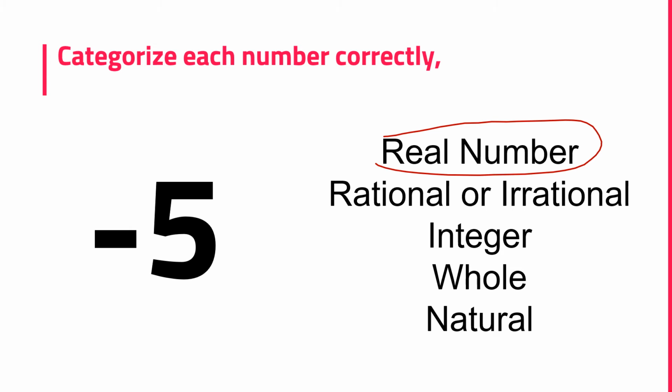-5. Free answer. It's rational. It's definitely on a number line. But I can't have -5 cookies, so I'm done. It can't be whole or natural.